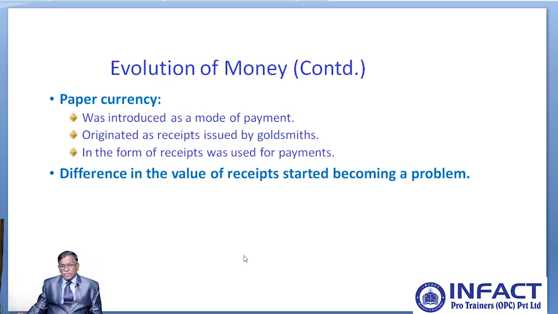Paper currency. Paper currency was introduced as a mode of payment. It originated as receipts issued by goldsmiths, which were used for payments. Difference in value of receipts started becoming a problem. Even after the introduction of paper money, there was a problem in handling it, because sometimes there may be a surplus or sometimes a shortage. So people found it very difficult to manage.